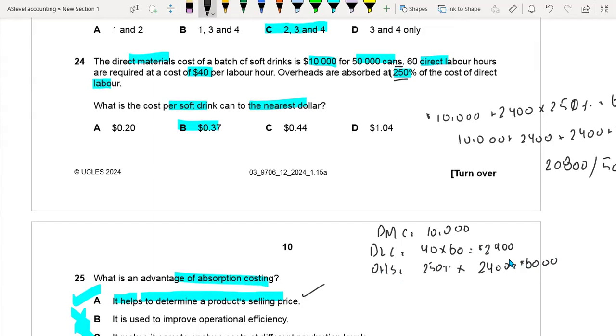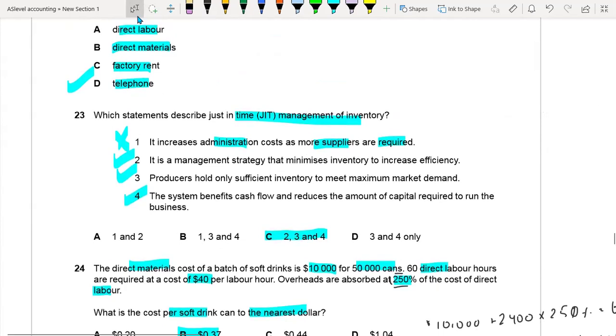So altogether our total cost would be 10,000 plus 2,400 plus 6,000. So our total cost would be 18,400. So just divide this 18,400 by the number of cans, which is 50,000. So this gives us the answer, which is 0.36, or you can say approximately 0.37. So option B is the right option. Okay. So now let's see the other one.